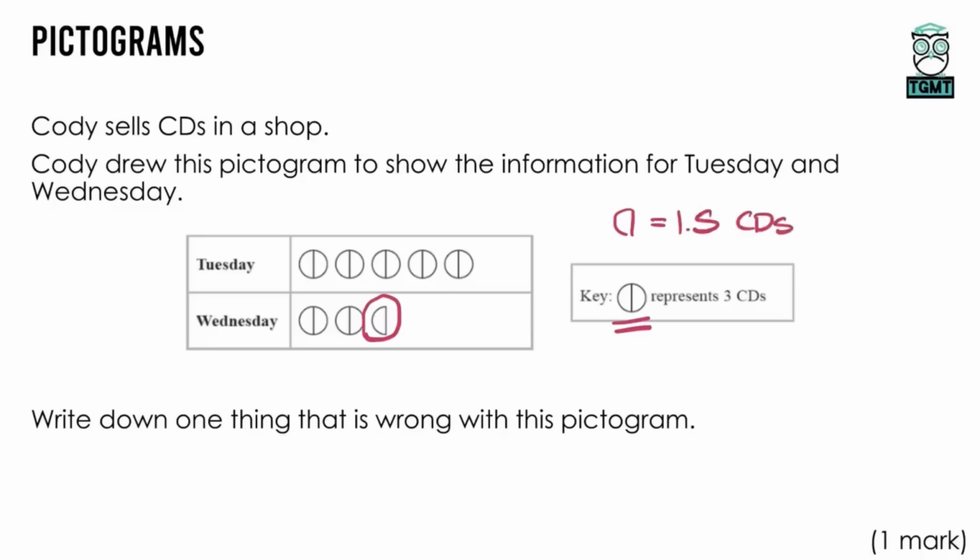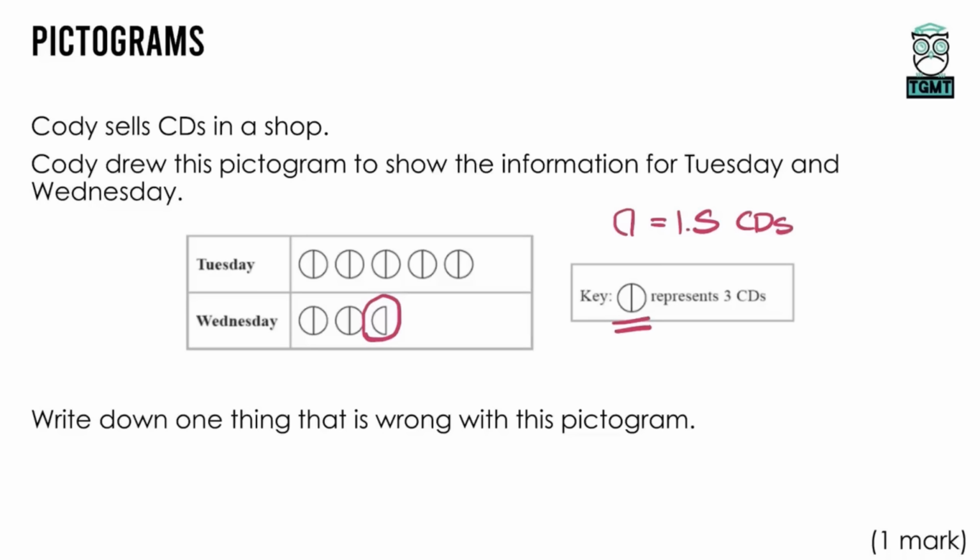Now that's impossible. You can't have 1.5 CDs unless of course you snapped one in half. But as this is about CDs being sold in a shop, of course we're not going to have 1.5 CDs. So we would just write something along the lines of the key here, half of a circle is 1.5 CDs. You can't have 1.5 CDs. And there we go. There is a pictogram, just making sure that you read a key really clearly.